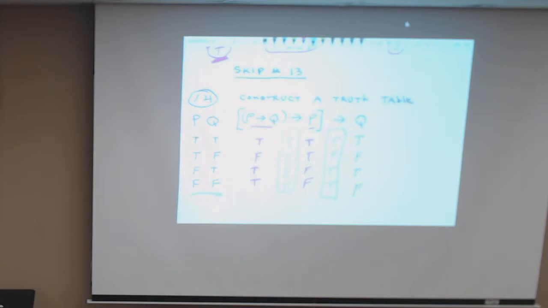Then we go, if P, then Q. What's the truth value for if P, then Q? True and true is what? True. True and false is false. False and true is true. False and false is true. You got that down in your notes there?